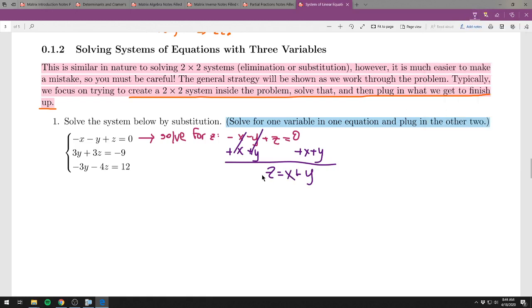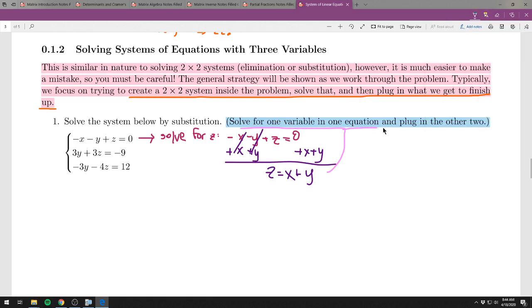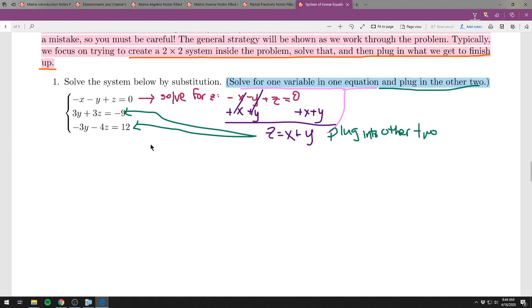Right. Now we solved for one variable in one equation. We did that first part. Now we want to plug it into the other two equations. So I take the second equation and the third equation, and everywhere I see z, I'm going to replace it with x plus y. Okay, so we're going to plug in x plus y for z into the other two equations.